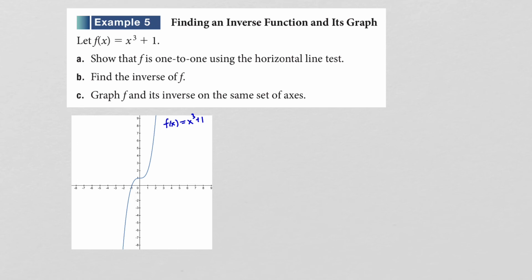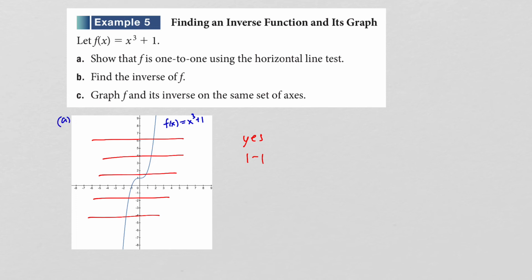Now, you can take the time to graph this function by plugging in some x values and y values, but we just want to get straight to the point here. Notice that every possible horizontal line that you draw intersecting this graph will only intersect the graph one time. So yes, this function is one-to-one. So we've completed part A.